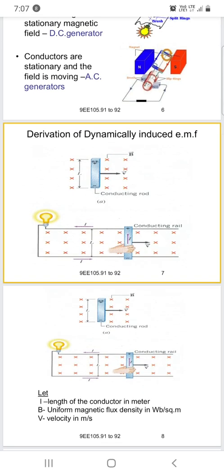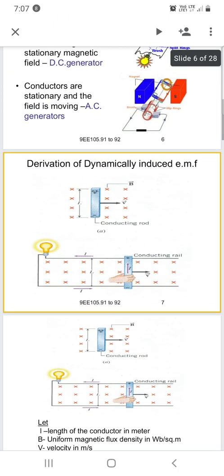AC generator and DC generators, the working principle of DC and AC generators is nothing but based on the principle of dynamically induced EMF. So this is the derivation of dynamically induced EMF.